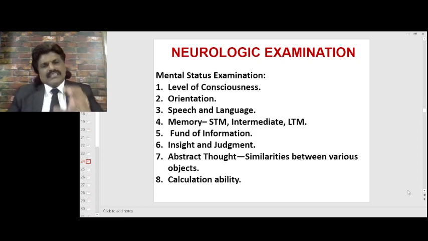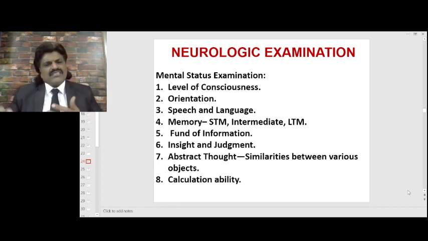Hippocampus is also the GPS of the human beings. It is important for spatial orientation. And then finally it forms engrams and goes to the long-term memory. We test it by asking the names of the presidents or prime ministers. So memory is a very important component. We have to test the immediate memory, intermediate memory, and long-term memory.